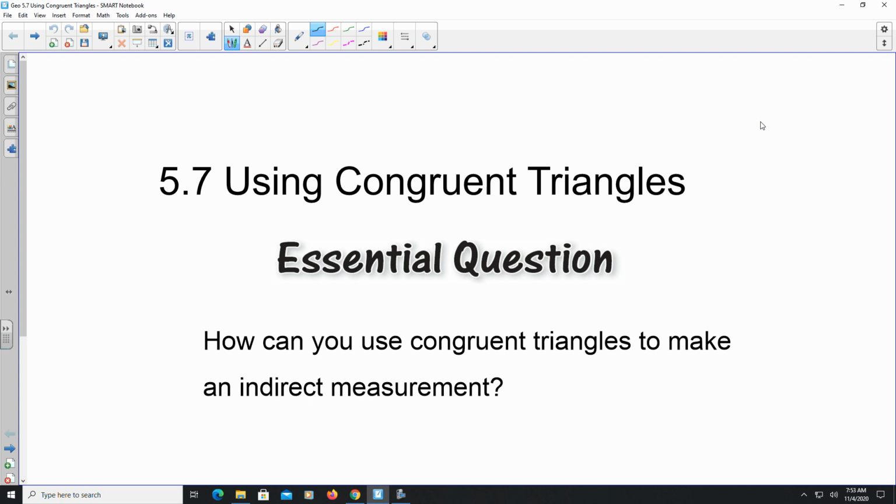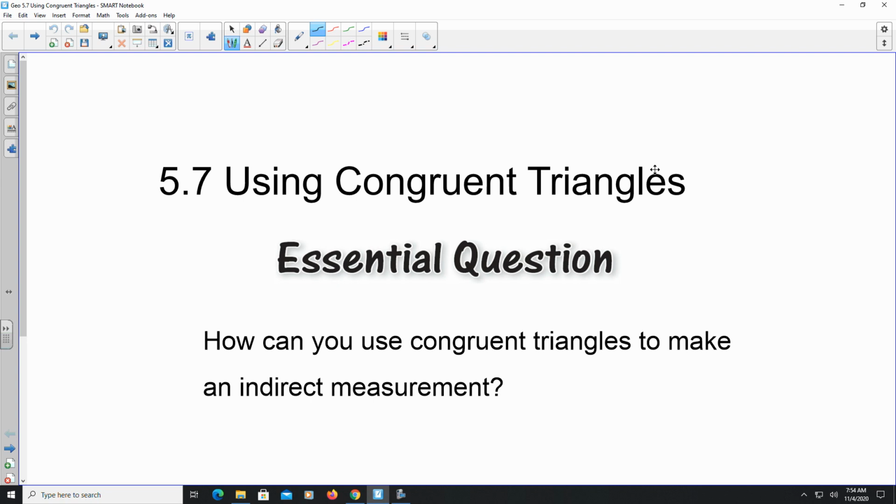Welcome to the video. In this lesson, we're going to be taking a look at section 5.7, where we're going to be using congruent triangles. So, the question that they pose here says, how can you use congruent triangles to make an indirect measure? Or how can you use congruent triangles to prove that certain sides are congruent or even certain angles are congruent?